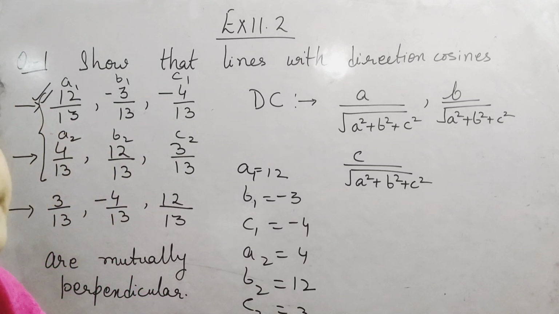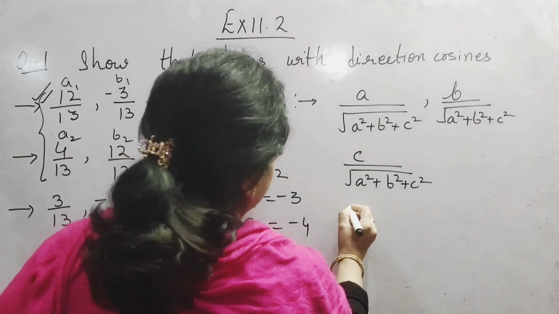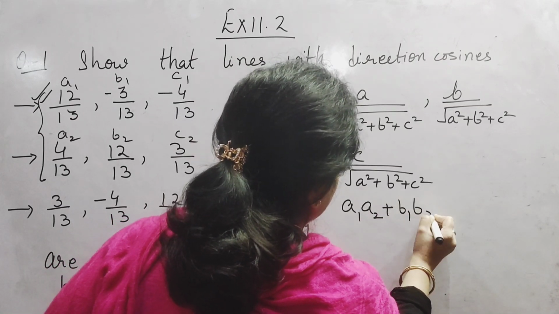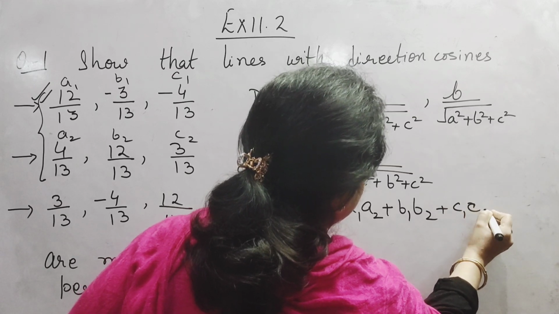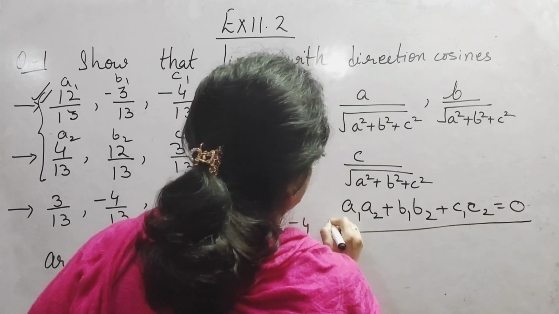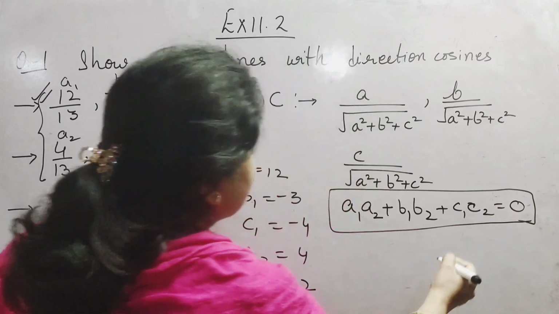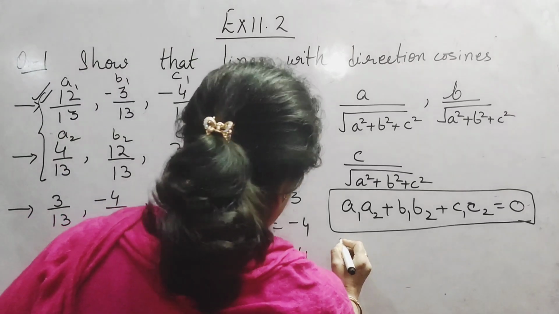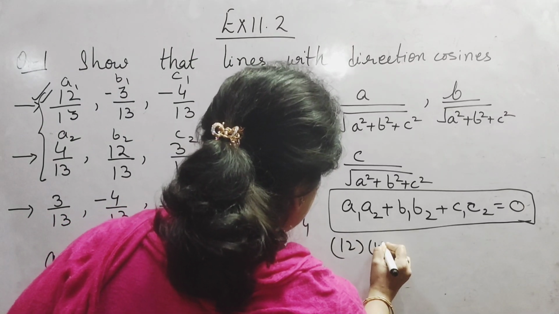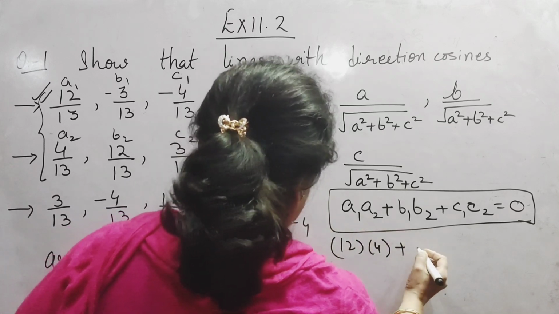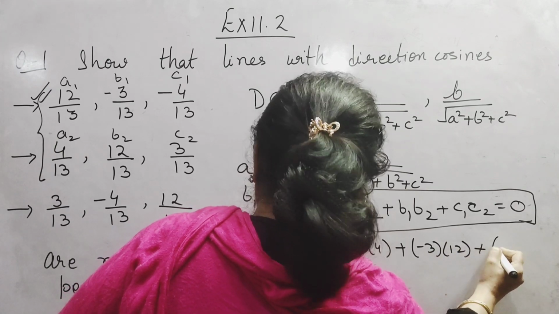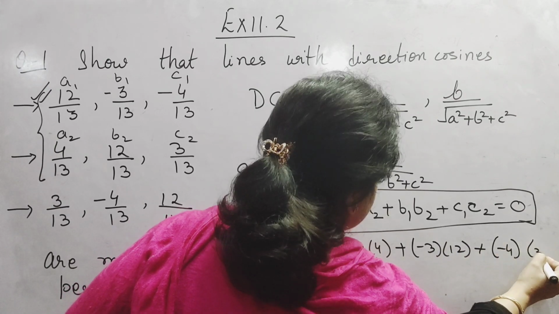Now when two lines are perpendicular to each other, then the product of their direction cosines and the sum of them in this way must be equal to 0. When the sum of the products of their direction cosines is equal to 0, then the two lines are perpendicular to each other. So when we multiply, we get 12 into 4, then b1 into b2, that is minus 3 into 12. Similarly, minus 4 into 3.